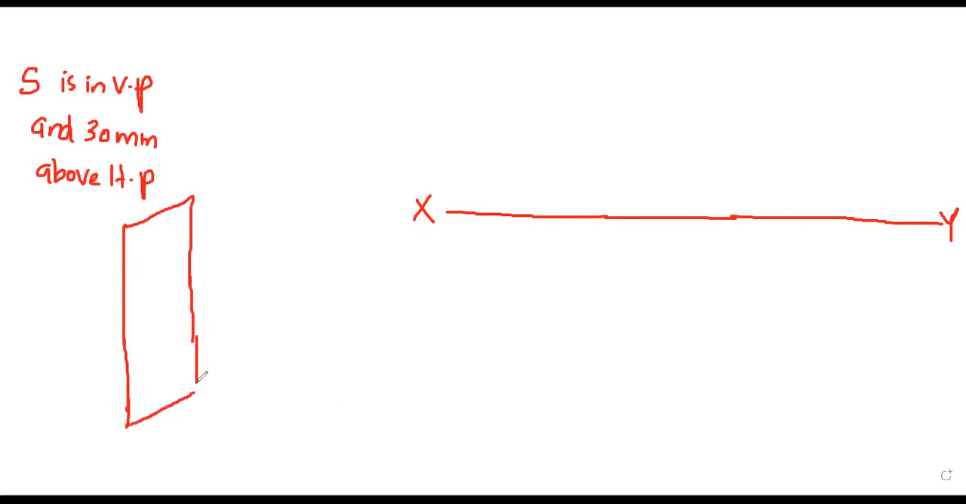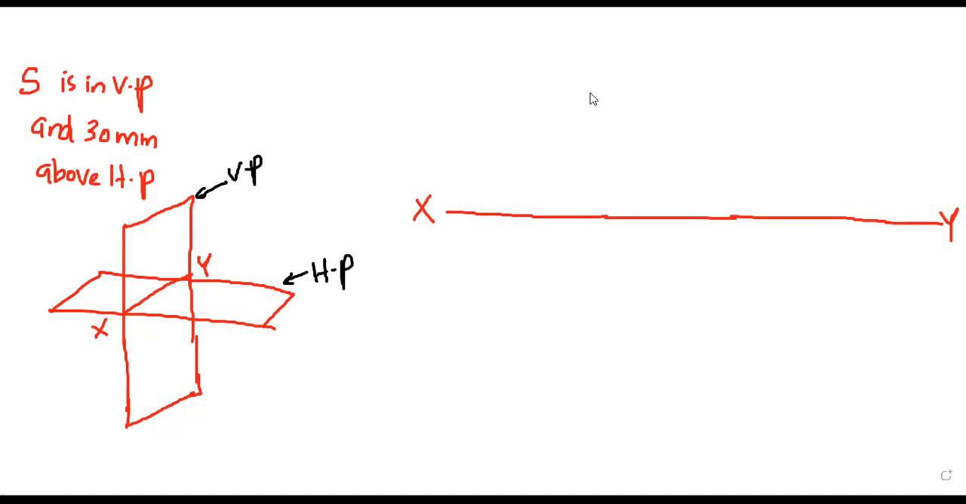So I will draw the quadrant. This is my quadrant, XY line. This plane is VP. This plane is HP. And the point S is in VP, and 30 millimeter above HP.